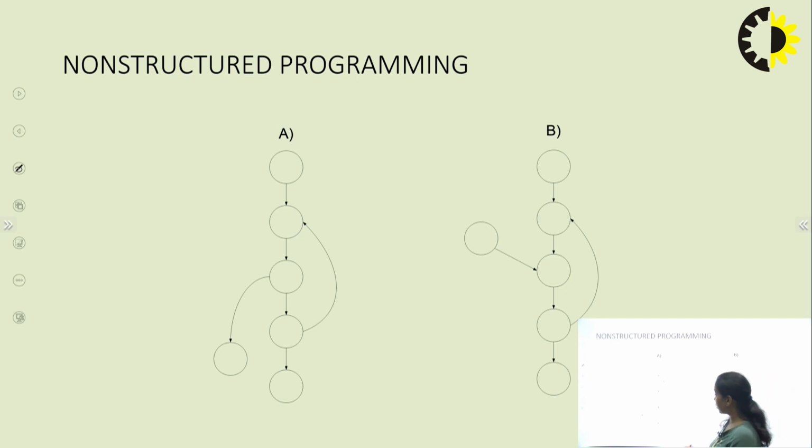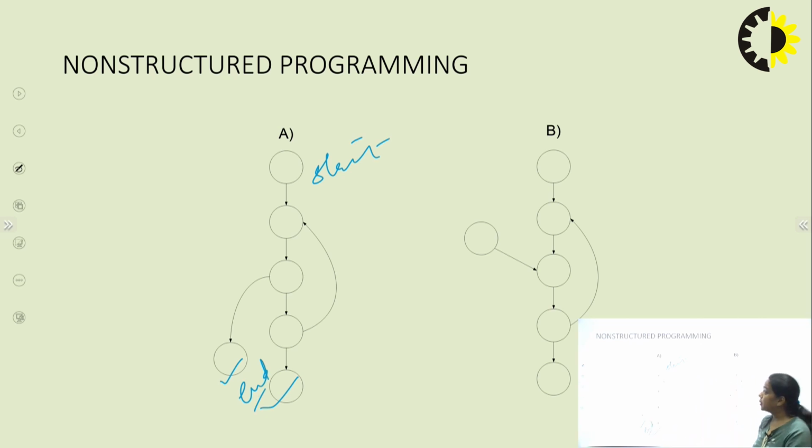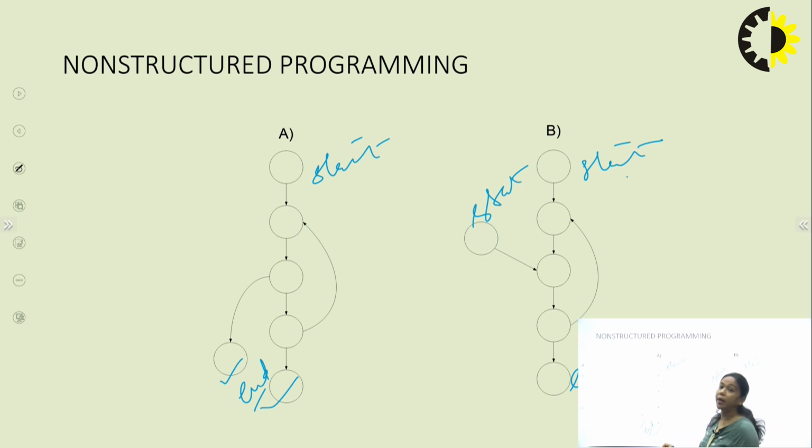This will show the non-structured way of programming where we have 2 different ends. The start will be the same, but the end differs. The end will have 2 different outputs, but the start will be the same. So this is also a non-structured program but helps in calculating the complexity. This is another way where there are 2 different starts. Either it starts from here or from here, but the end will be 1. 2 starts with a single end and 1 start with 2 ends define the non-structured program.